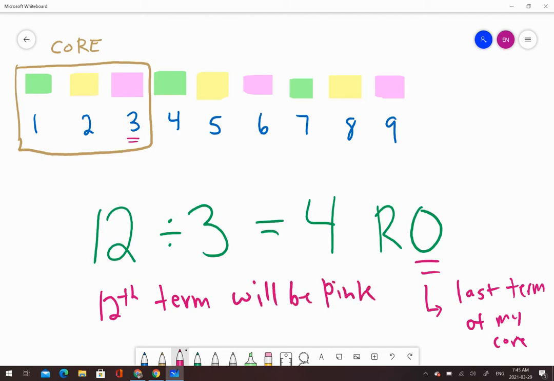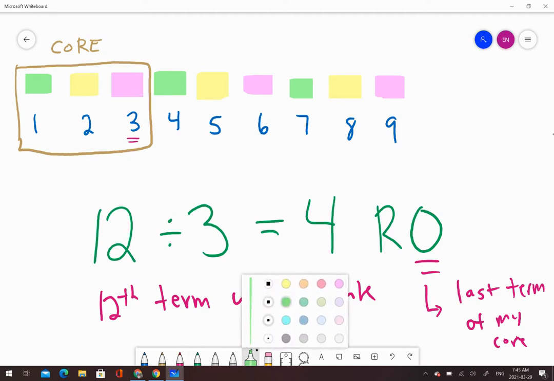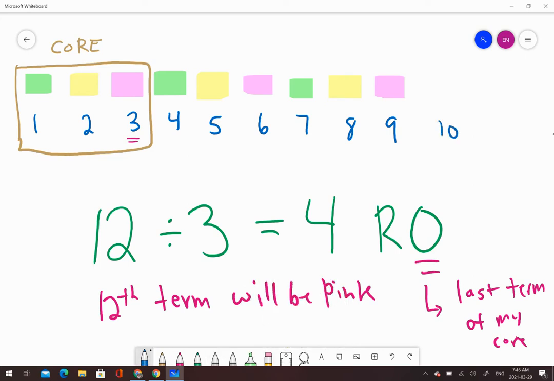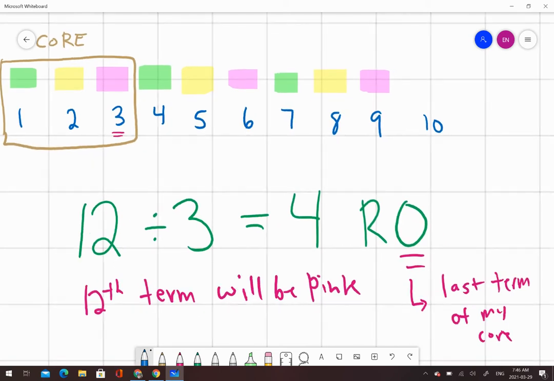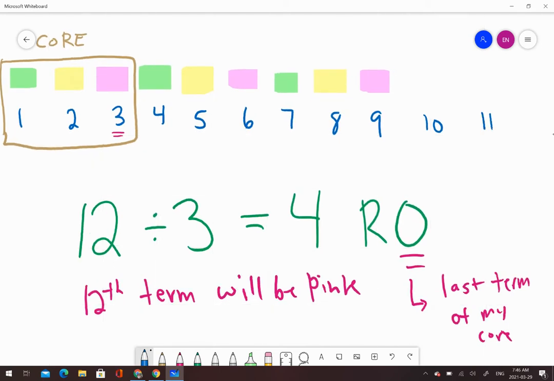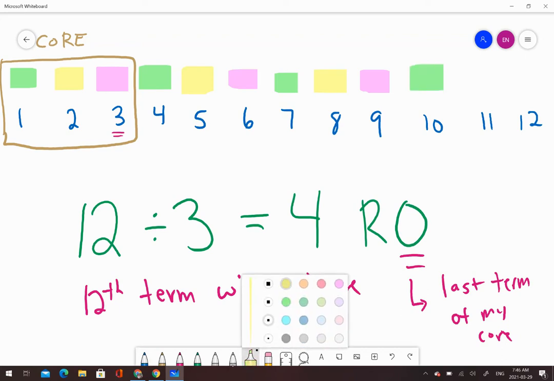And let's take a look at how this works. So I'm going to use my highlighter here, and I'm going to continue on. So I have term 9, I'll need term 10. Move this over just a little bit. Term 11 and term 12 is what I'm looking for. So I'm going to start with green. Next comes yellow. And then comes pink.